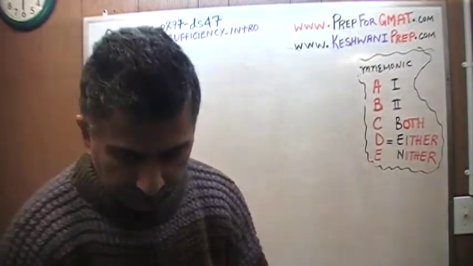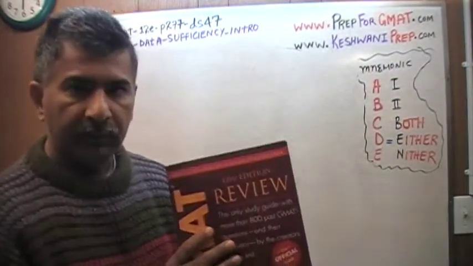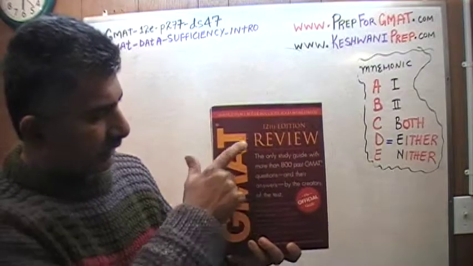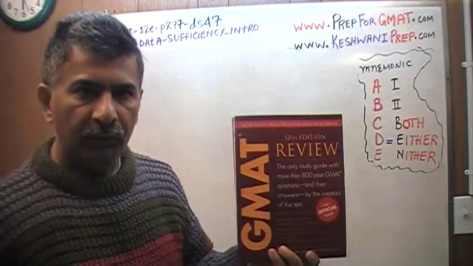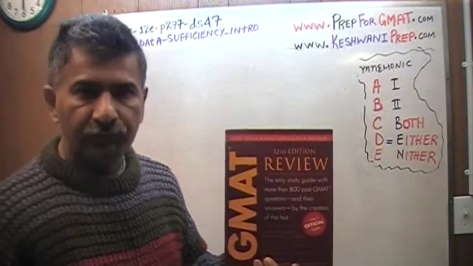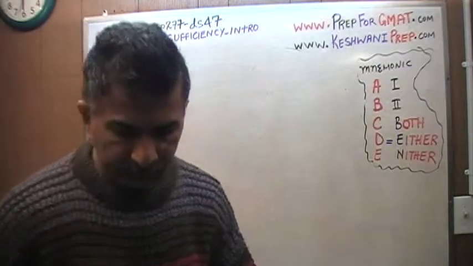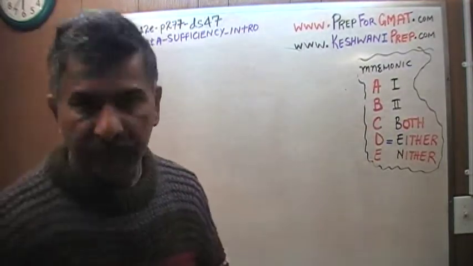That's K-E-S-H-W-A-N-I, Keshwani. I have been solving math problems, or to be more precise, the data sufficiency problems for GMAT out of this book here, GMAT Review, the official guide, the 12th edition. If you do not own this book already, purchase one immediately. You should be able to find it at mba.com. And if you're still working with the 11th edition, if you still have the old edition, it is time that we move up in the world.